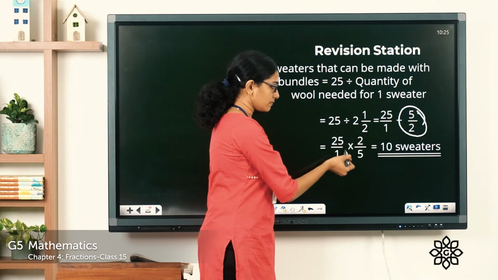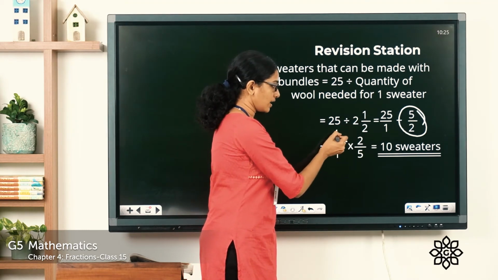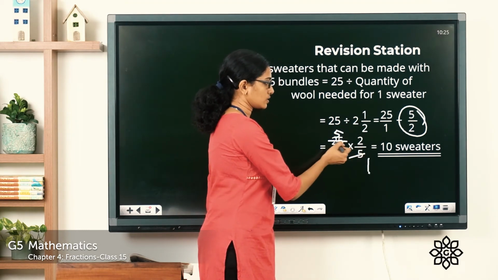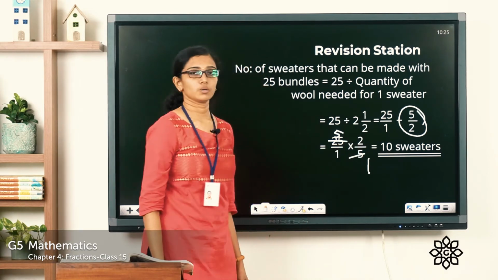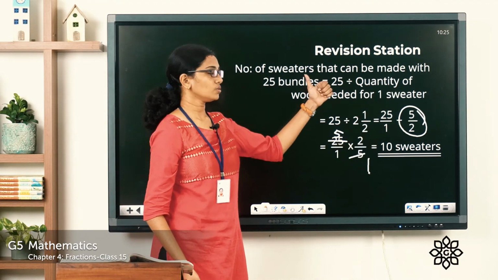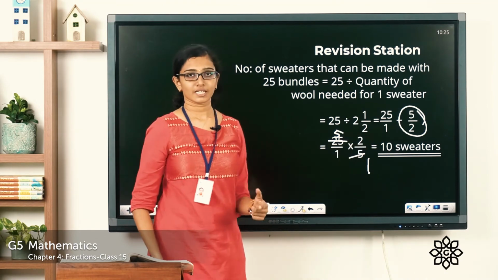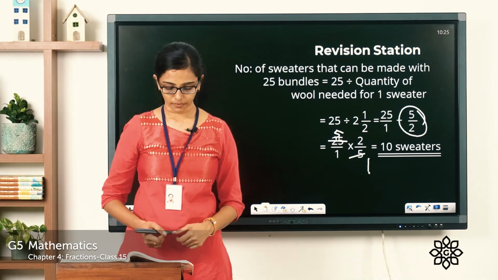Let's cancel out the common factors. 25 by 5 is 5. 5 by 5 is 1. So it is 5 into 2 by 1 into 1. That is equal to 10. So she can knit 10 sweaters with 25 bundles of wool.